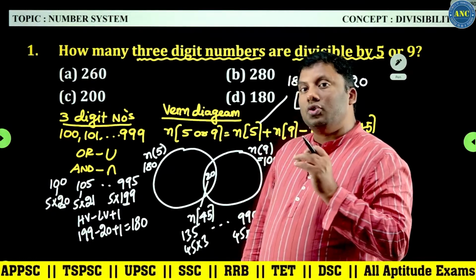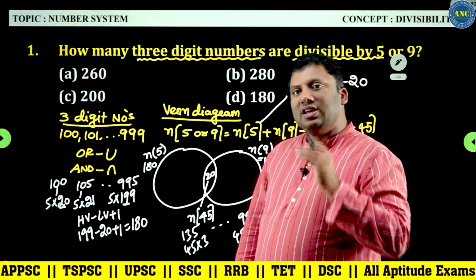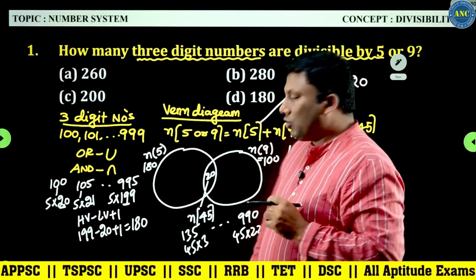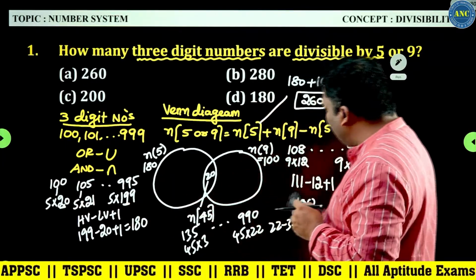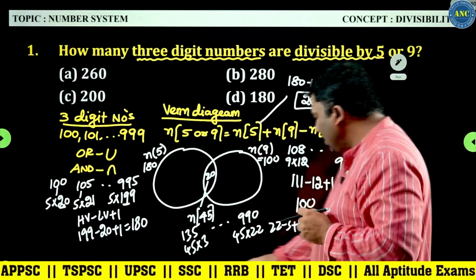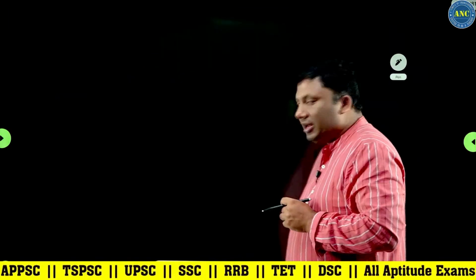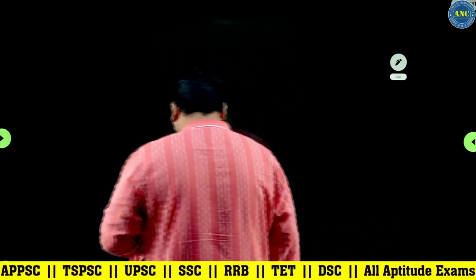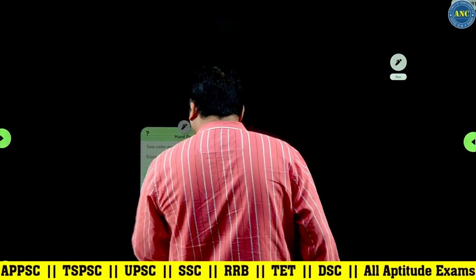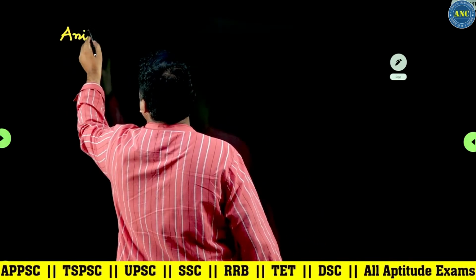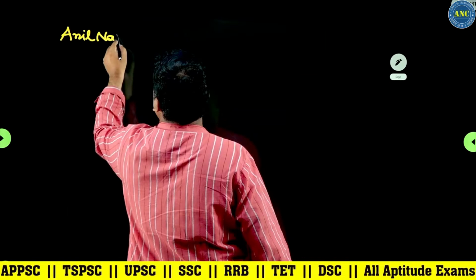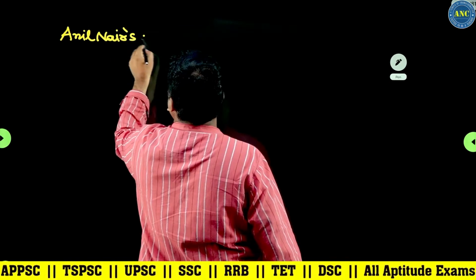This is how you will solve a question like this. I will tell you a better method to solve the question where you can eliminate these steps and also eliminate these steps. Let me take a slide. Now see here. Number of 3-digit numbers. Anil Nair's way on how to solve this kind of questions. Listen carefully. Single step you will get.